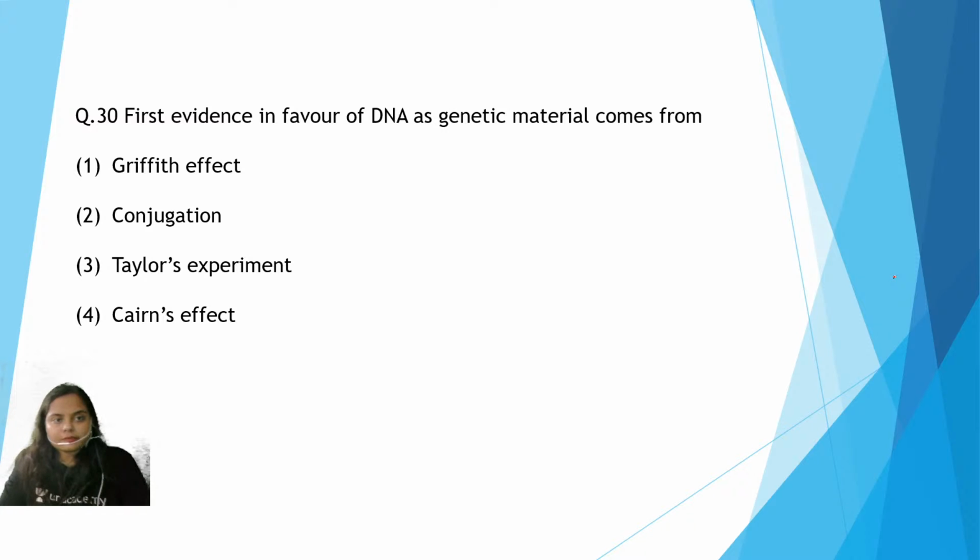Question number 30. The first evidence in favor of DNA as genetic material comes from the experiment of Griffith effect, conjugation, or Taylor's experiment, or Kent's effect.